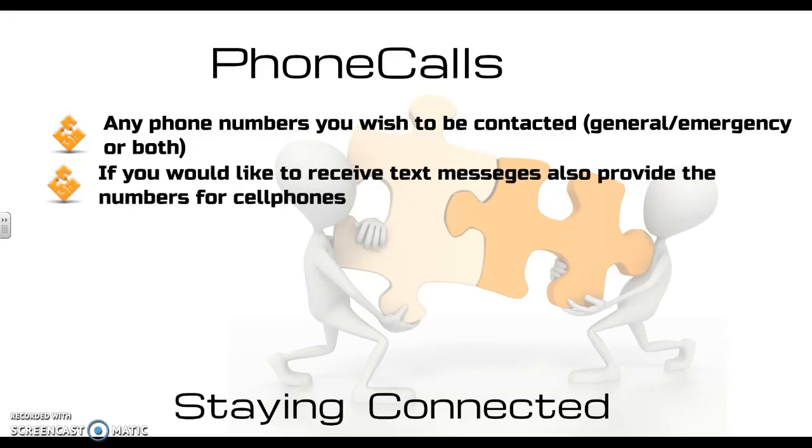If you would like to receive text messages, you would also need to provide a cell phone number. And when you opt in for the text messages, that's the number that it would validate against. So the number that you want text messages to go to is the number that needs to be in the system. So you provide that to your child's school, and you should be set for that. And we'll talk more about that in the text messaging video.